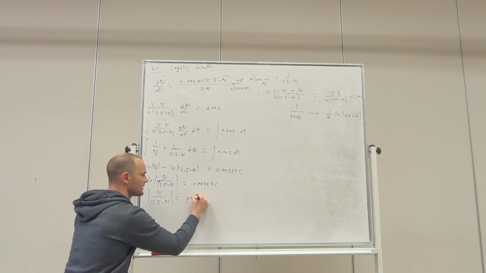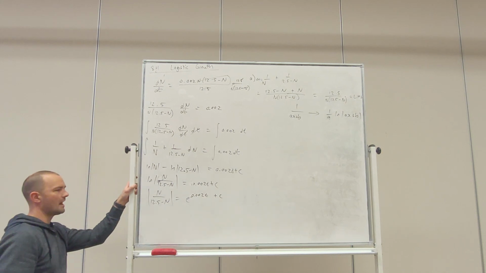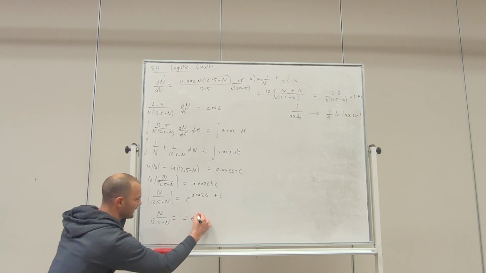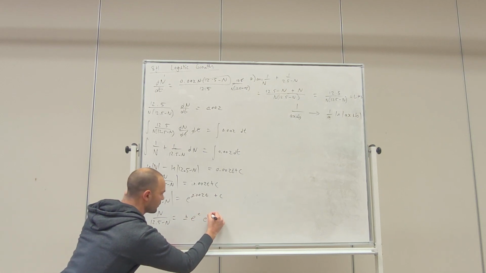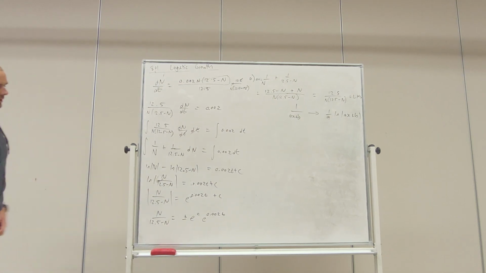We'll have e to the 0.002t plus c, and now we'll split the modulus. N on 12.5 take n equals plus or minus e to the c, e to the 0.002t. Okay, we're getting there. There's a bit more involved.